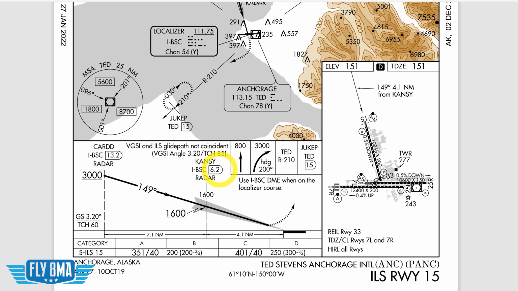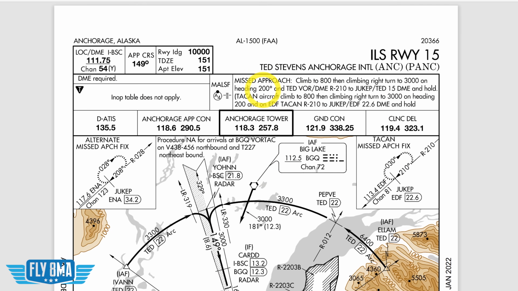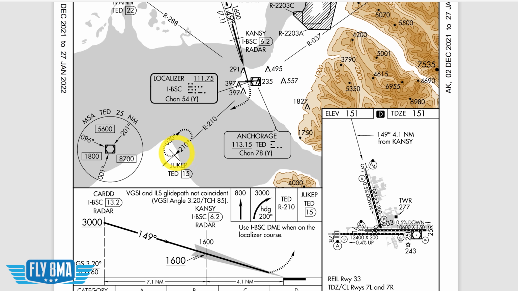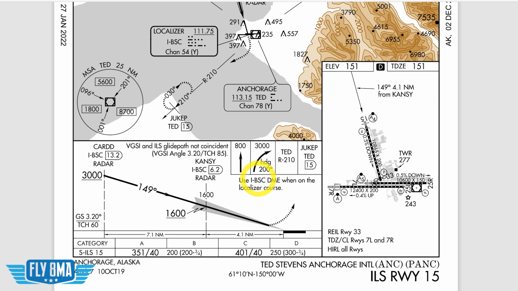We have Kansi 6.2 from the localizer we talked about, and only 4.1 nautical miles from the actual runway threshold. Then we have our missed approach instructions broken down here like we already went over up here: 800 feet straight ahead, and then hang a right turn on a heading of 200 to 3,000 feet, take the TED radial 210 over to Jukip intersection, 15 miles from TED, 15 DME from TED over there to Jukip.